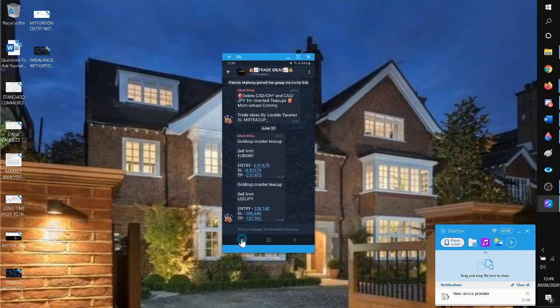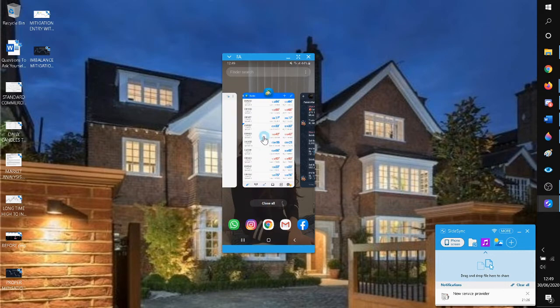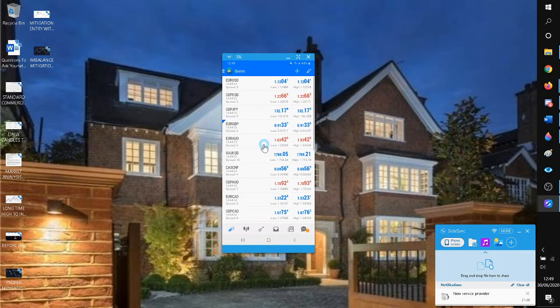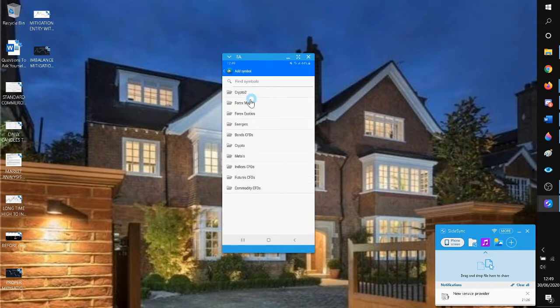If we switch to here, the first trade was Euro GBP. If you don't see any of these pairs here, you press this plus button and you will see Forex majors and Forex minors. Those are the only two you need to be concentrating on as a beginner. Do not worry about anything else, crypto, energies, metals. Only take signals for Forex majors and Forex minors.